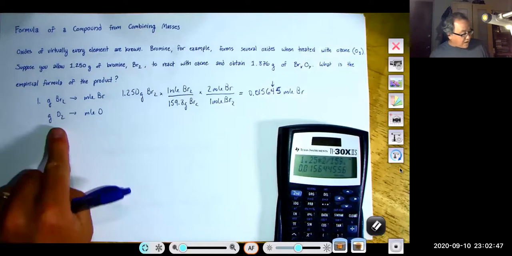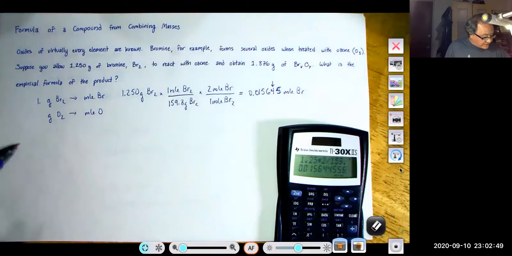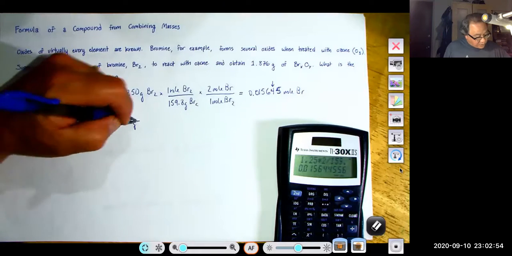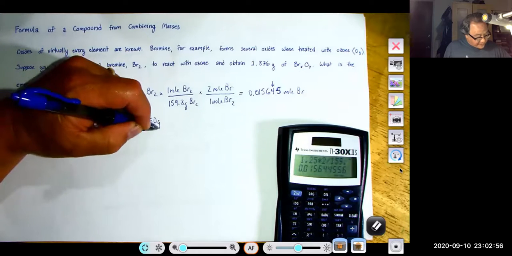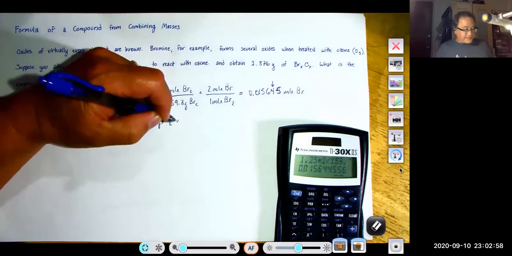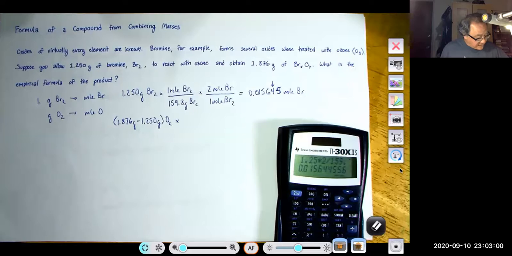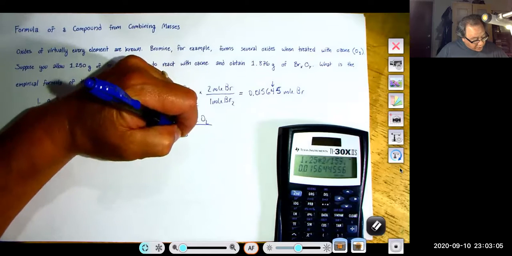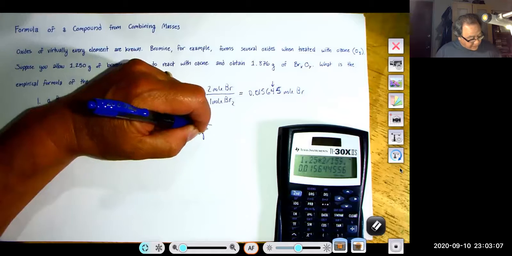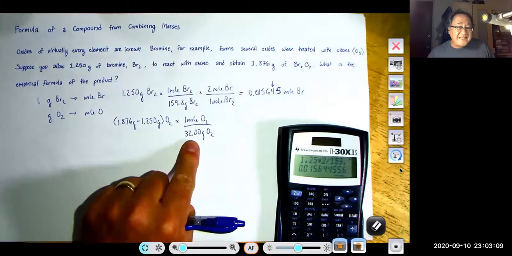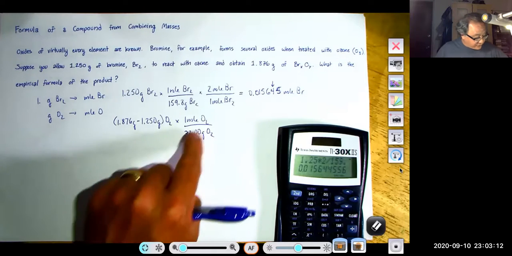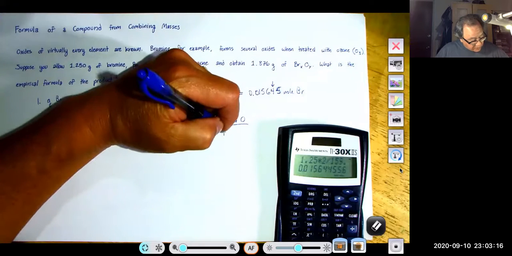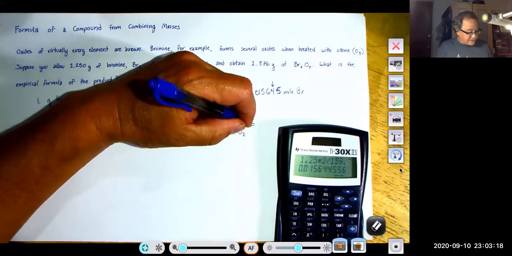Now, how many grams of oxygen are there? Well, we take our 1.876 grams, subtract 1.250 grams of bromine, and that's the grams of oxygen, times 1 mole of O2 per 32.00 grams of O2. Each oxygen is 16, so 2 of them is 32, times 2 mole of oxygen per 1 mole of O2. And let's see what we get here.